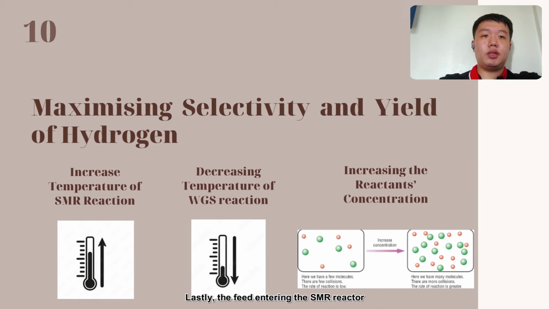Lastly, the feed entering the SMR reactor should have higher concentration as this would favor more production of products.